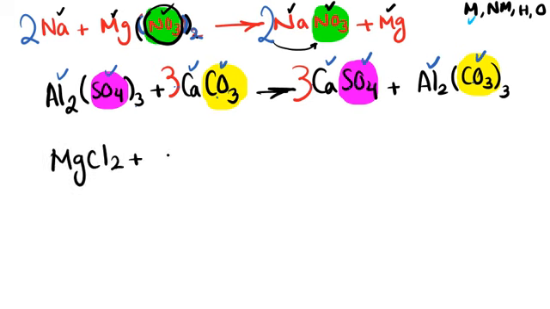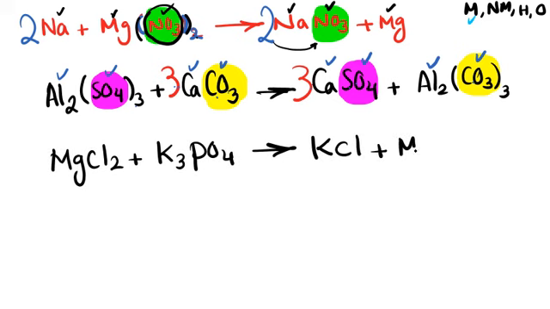MgCl2 plus K3PO4. So it gives us KCl plus Mg3(PO4)2. I may ask you to pause this video and balance this equation. I'm back here and double check.